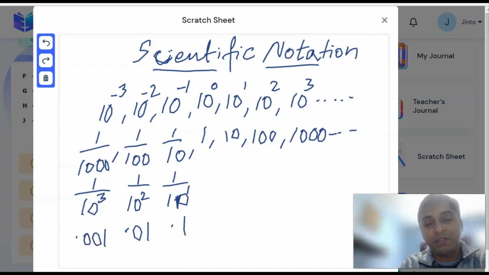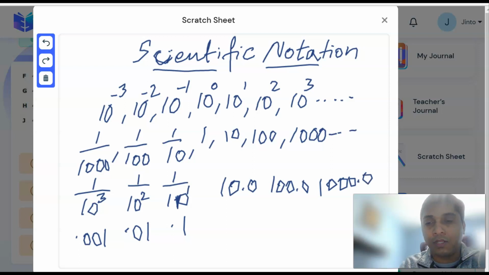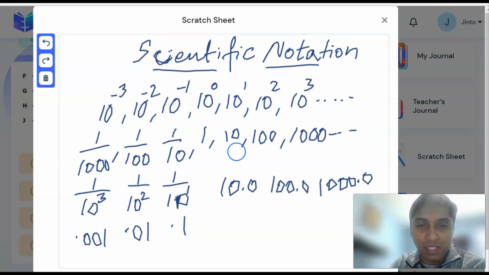Now for this decimal placement, you can think about 10.0, 100.00, 1,000.00, like that. So look at these numbers. This is the basis of scientific notation: 10 to the power of 0, 10 to the power of 1, 10 to the power of 2, 10 to the power of 3, 4. You can go on like that to the right side.